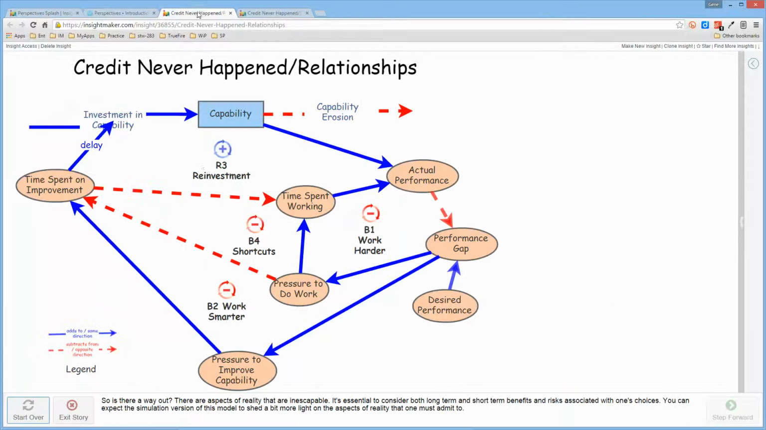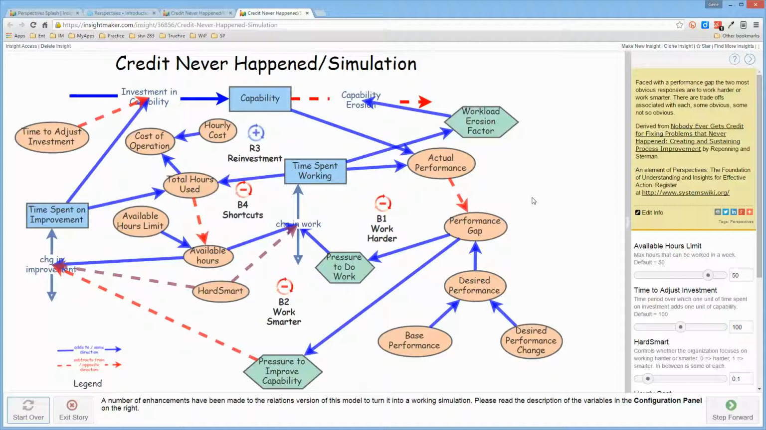And in this video, we'll go ahead and take the qualitative relationship model for Credit Never Happened, which was described in a previous video. And we've transformed that into a stock and flow simulation model. It's a little bit busier than the previous model because we had to implement some things to take care of how the relationships are actually brought to life in the simulation.